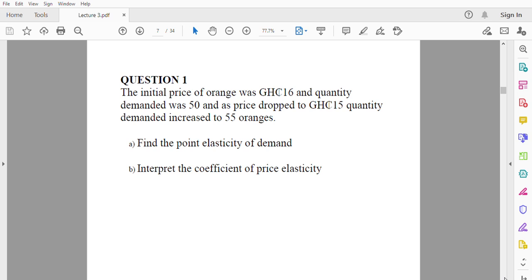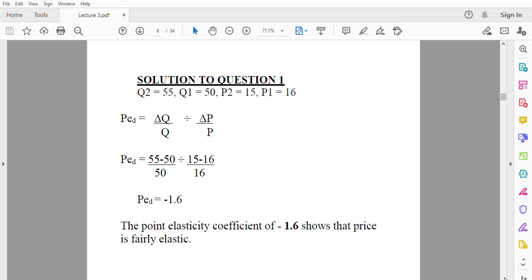The first question: the initial price of orange was 16 Ghana cedis and quantity demanded was 50. And as the price dropped to 15 Ghana cedis, quantity demanded increased to 55 oranges. Find the point elasticity of demand, and secondly, interpret the coefficient of price elasticity. Right, so we've got to know the formula of point elasticity of demand. Let's move on to the solution.